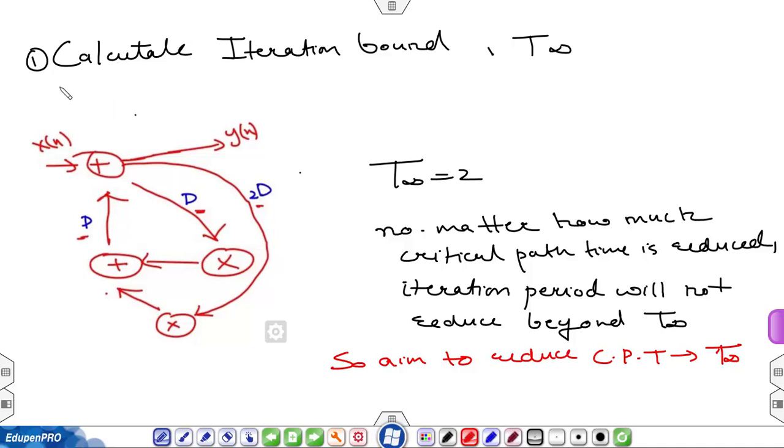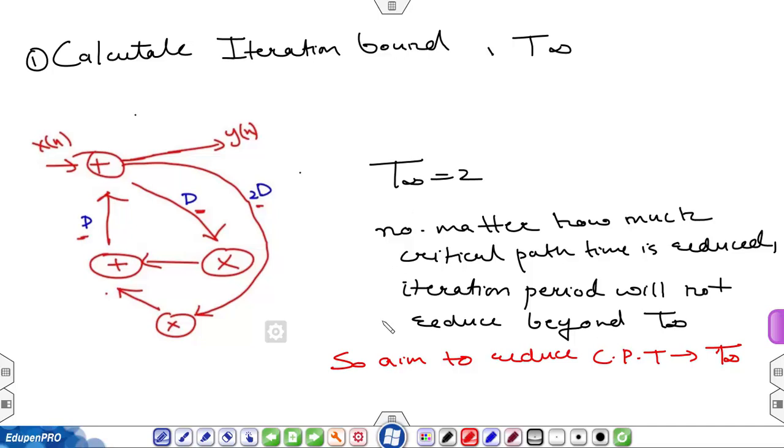Okay, so the first step is that you have to calculate the iteration bound. And the iteration bound for this graph, this is the given graph, I have to retime this, and the iteration bound for this graph is 2. Okay, this can be calculated by using the LPM or MCM method, and it can also be calculated by using a simple formula: the summation of computation time in a loop divided by the number of delays in a loop, and select the maximum one.